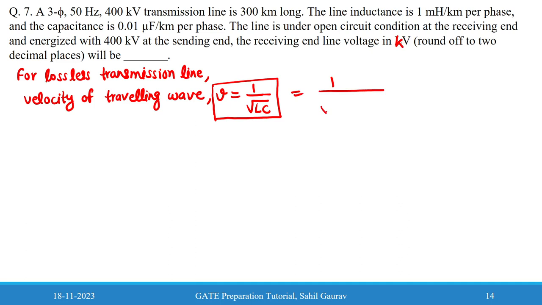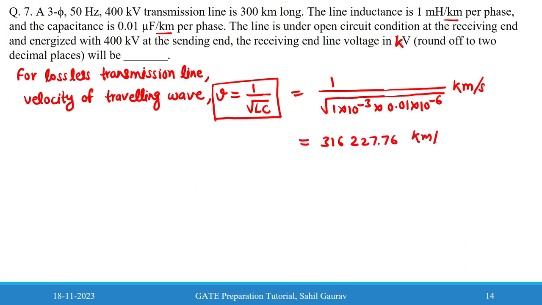So 1 divided by under root LC is 1 into 10 to the power minus 3, times 0.01 into 10 to the power minus 6. And it is coming in kilometer per second, because both L and C values are given per kilometer. So if you do simplification, then it is 316227.76 kilometer per second, and the velocity is coming as 3.16 into 10 to the power 5 kilometer per second.